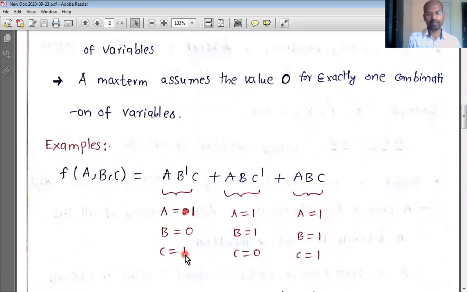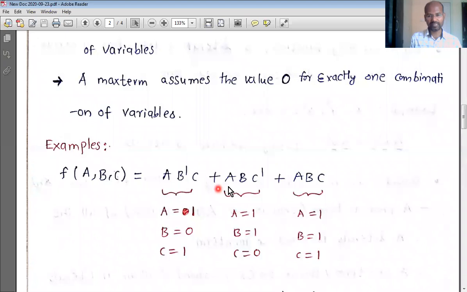So for this input combination, out of 8, A equal to 1, B equal to 0, C equal to 1, this min term will have value 1. For any other combination, for the rest of the 7 combinations, this min term will have value 0. Only for this one combination does this min term have 1.